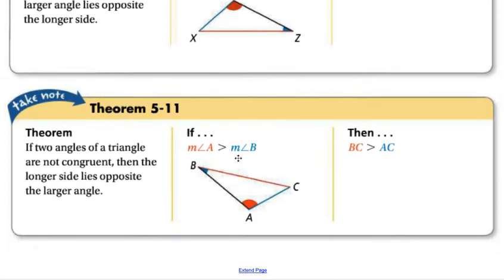Likewise, in theorem 5-11, when we're dealing with the angles, if we have one angle bigger than another angle, then that angle has to be opposite the longer side. So if angle A is bigger than angle B, then that means BC has to be bigger than AC. Remember, it's the opposite side and the opposite angle.